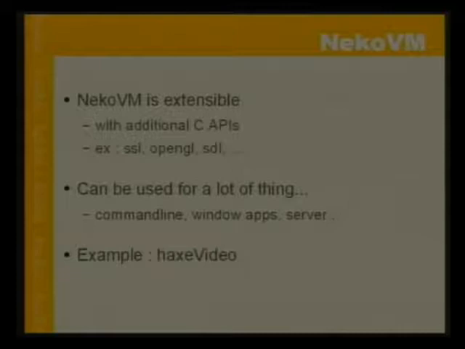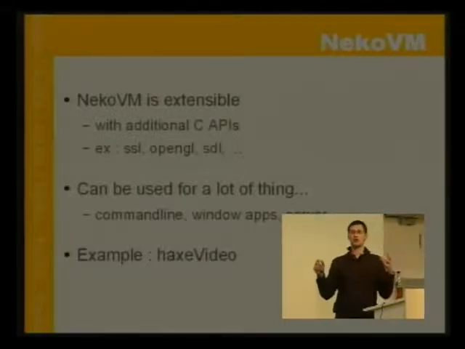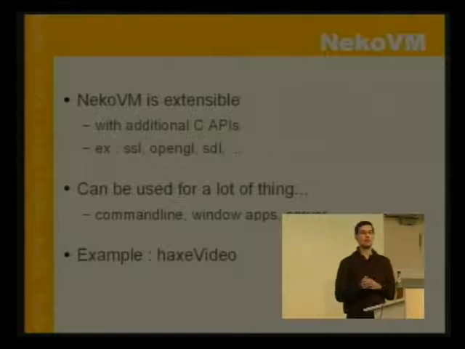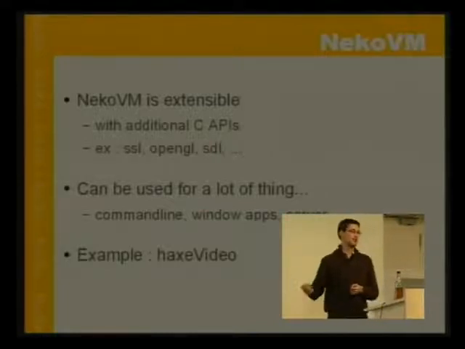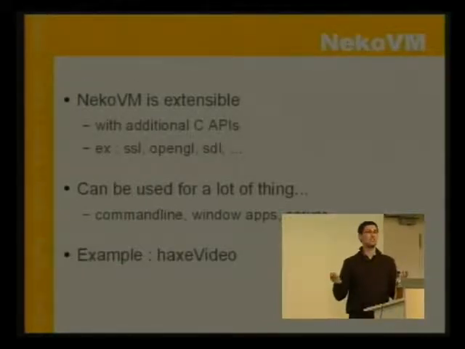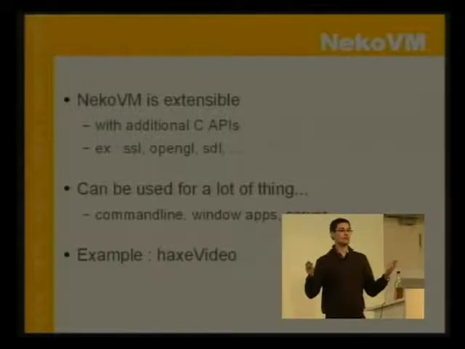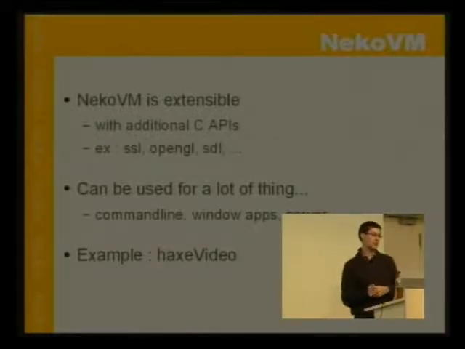I want to add a few words about the Neko virtual machine. Neko is a small virtual machine written in C. It has a standard library, but you can add additional APIs to it by writing some additional C code. For example, people in the community wrote an SSL library, an OpenGL library, an SDL library, and they're making a lot of new stuff with it.